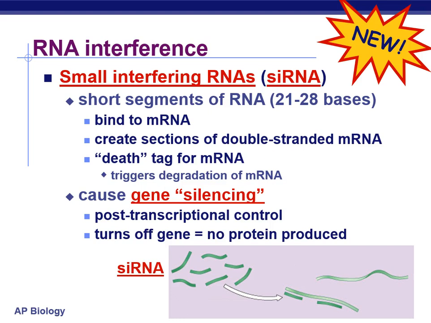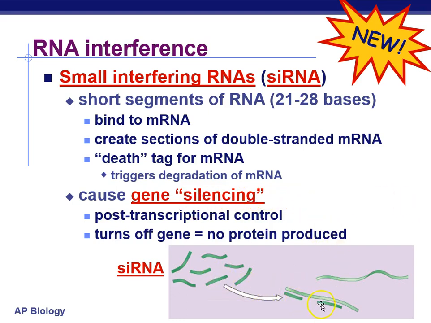And in fact, this is newer biology that we're just starting to figure out. There are these small interfering RNAs, called siRNAs for short, which are short segments of RNA, only about 21 to 28 bases long, that can bind to mRNA and basically stop it from being read by a ribosome. Basically, it causes gene silencing.